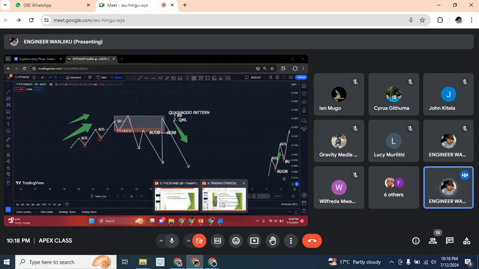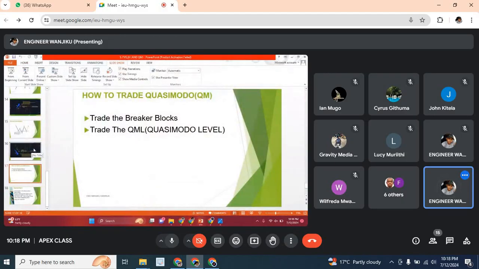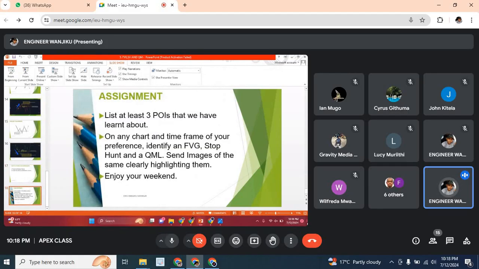Let me see if there's something you've left. I don't think there's something you've left, because I've shown you how to trade the QML from the breaker blocks and from the Quasimodo level. Any questions?